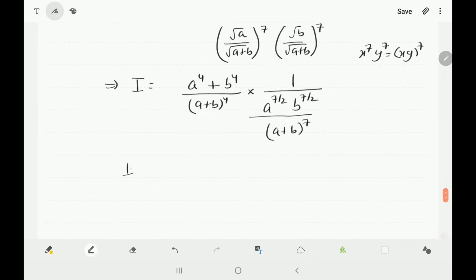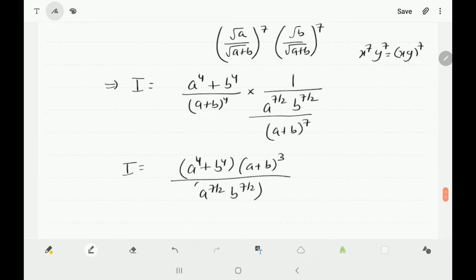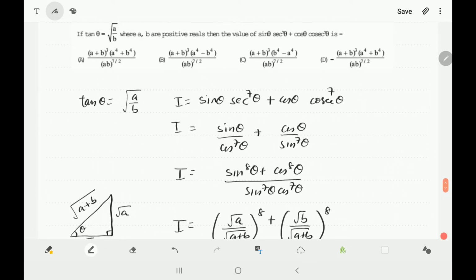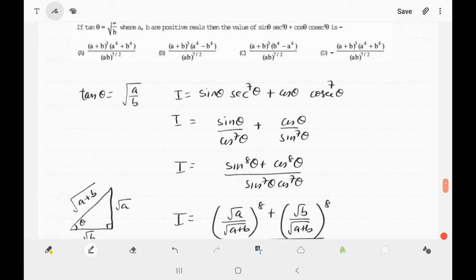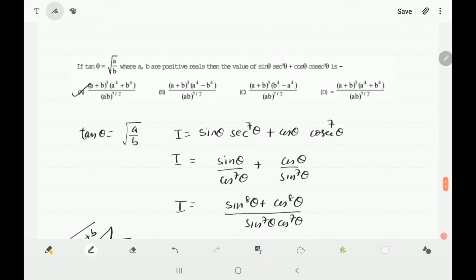Now we will have the term a raised to the power 4 plus b raised to the power 4, into a plus b raised to the power 3, divided by a raised to the power 7 by 2 into b raised to the power 7 by 2. So let's see which option it is given. We have a plus b raised to the power 3 and a4, so it is option A already. You can match it: a raised to the power 4 plus b raised to the power 4, into a plus b raised to the power 3, divided by ab raised to the power 7 by 2. Hence the answer of this problem is option A.